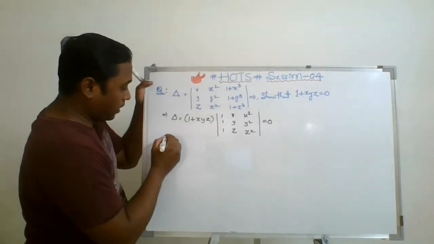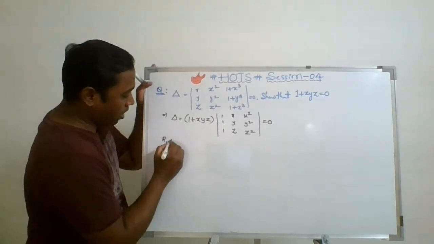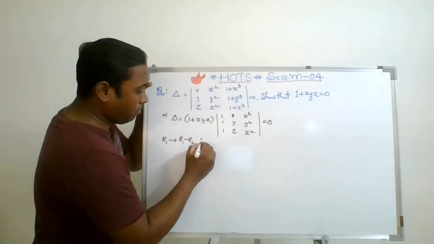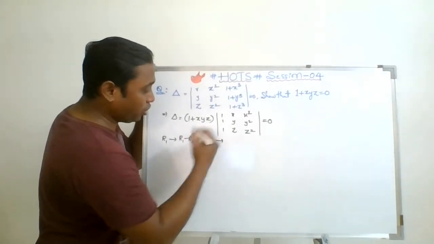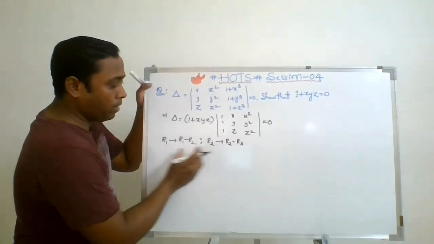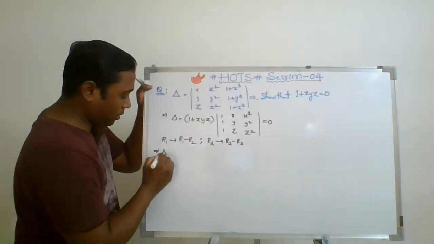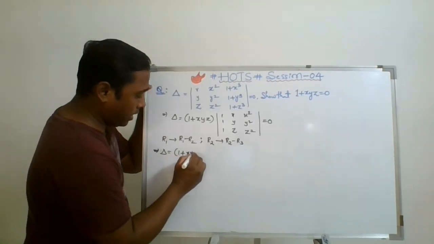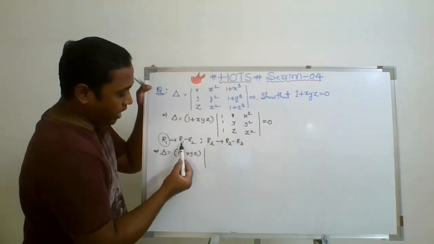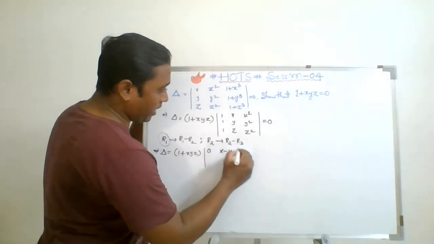What I am applying here: I wanted to make this 0, so I am changing R1 to R1 minus R2. Then I change R2 to R2 minus R3. So I am applying both operations one after the other. Try to understand: Delta equals 1 plus xyz. First apply the first operation, R1 changes to R1 minus R2. 1 minus 1 is 0. It would be x minus y.